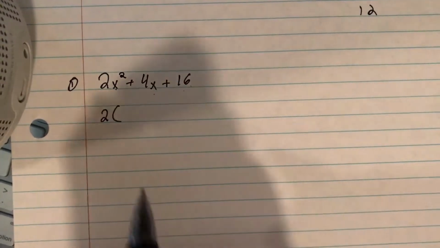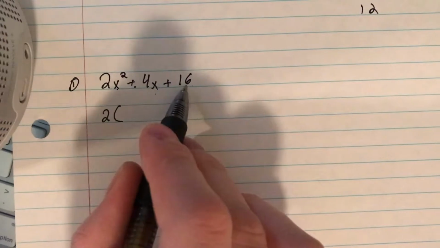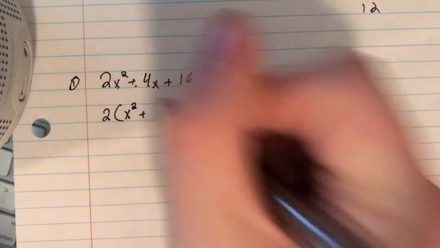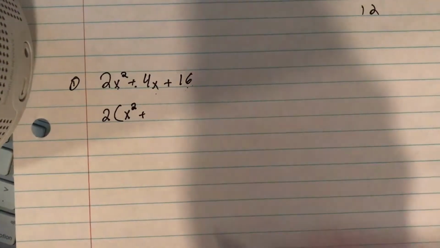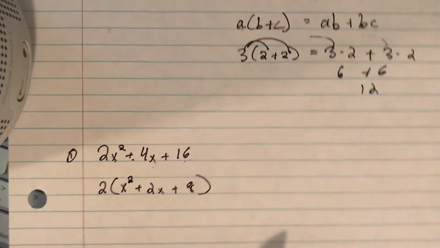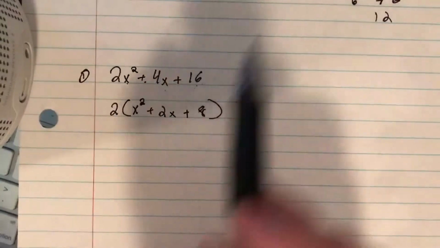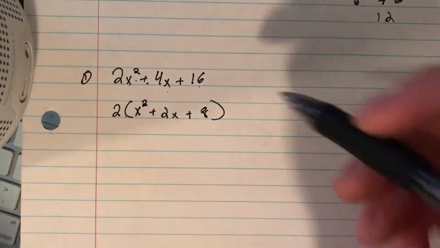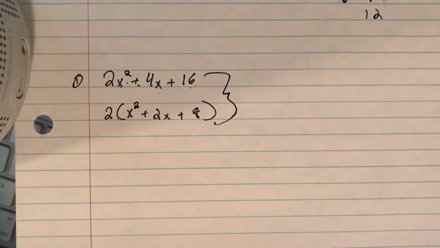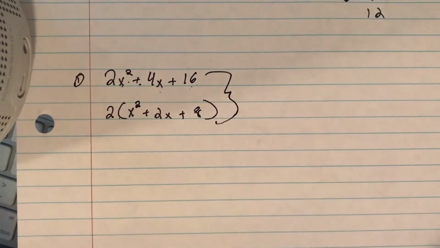Basically what we're doing is taking each of these terms and dividing by what they have in common. So 2x squared divided by 2 is x squared. 4x divided by 2 is 2x, and then 16 divided by 2 is 8. And now we're back to this form right here where we can distribute and get to where we were. So the distributive property and factoring are just the opposite of each other.